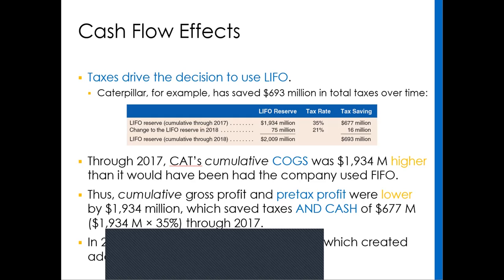So if we're looking at Caterpillar, cost of goods sold was $1.9 billion higher, that's 1,934 million, than it would have been if it used FIFO. So they're saving a bunch of money. Cumulative gross profit, pre-tax, lower, the opposite tax calculation. Okay. And they have additional tax saving with the LIFO Reserve. So it has impact. That's what we're trying to get to, and demonstrating that impact helps you understand why you need to understand and analyze financial statements, each element on the financial statements.